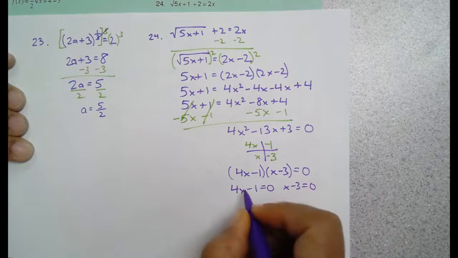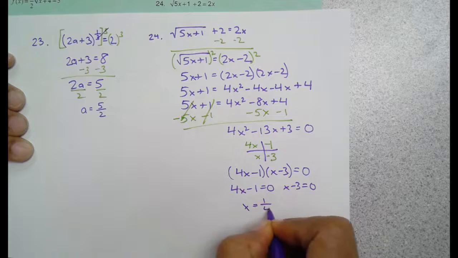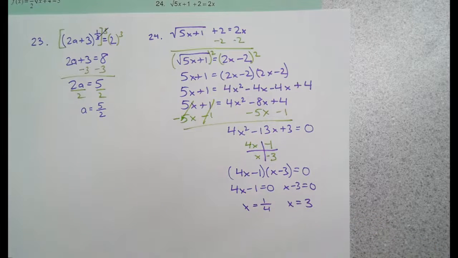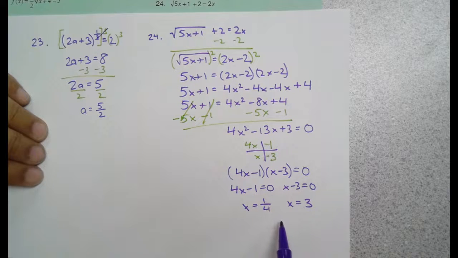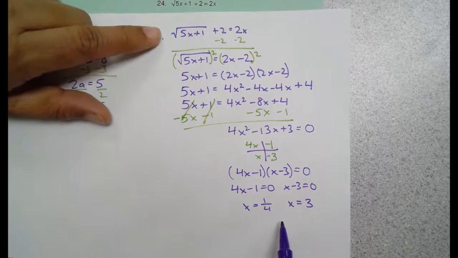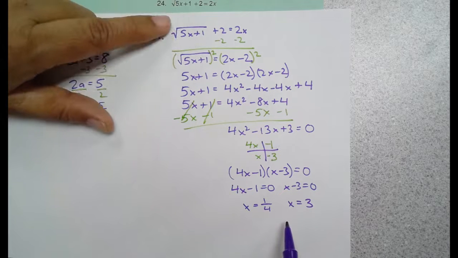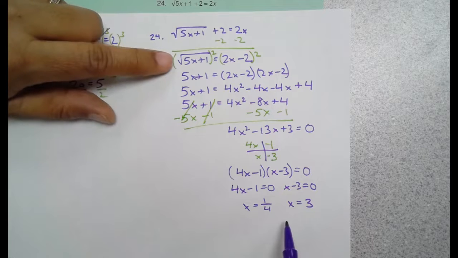So here I would add 1, divide by 4, and here I would just add 3. Okay, these are my x values. Now, before you box your answer, you're going to have to check because this was an even root. Now, you could plug it all the way to the very beginning. What I'm going to look at is when did I get that radical by itself?